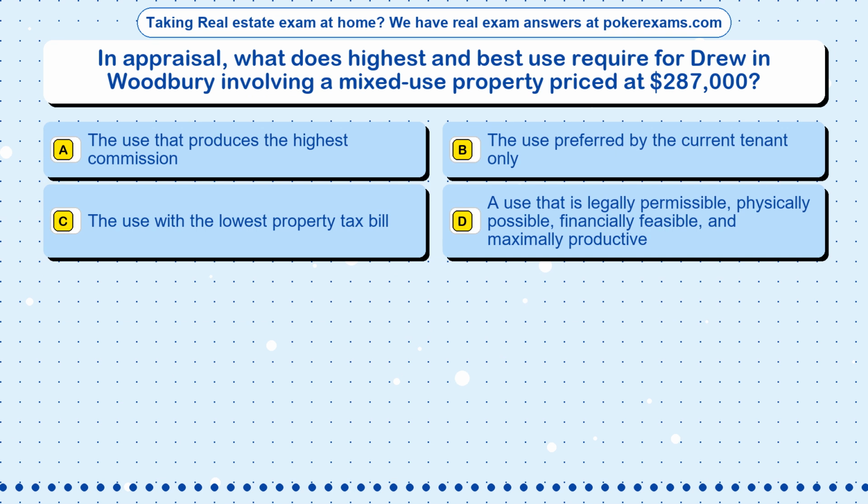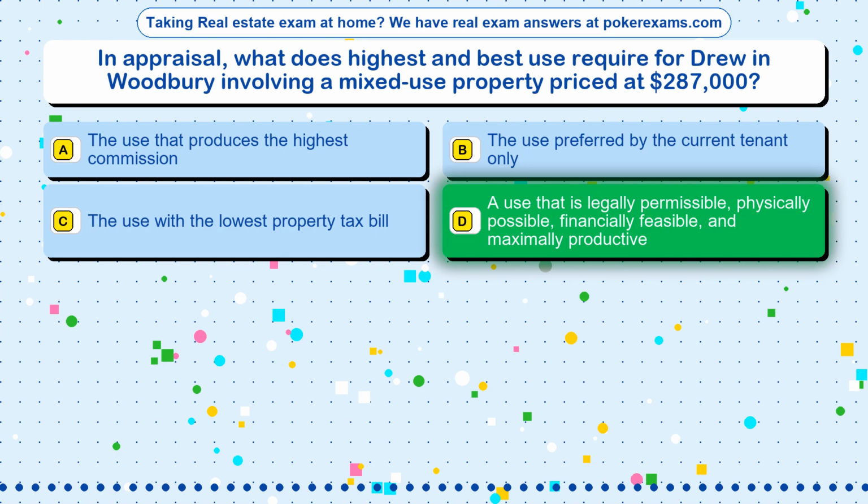Question 60. In appraisal, what does highest and best use require for Drew and Woodbury involving a mixed-use property priced at $287,000? Option A. The use that produces the highest commission. Option B. The use preferred by the current tenant only. Option C. The use with the lowest property tax bill. Option D. A use that is legally permissible, physically possible, financially feasible, and maximally productive.